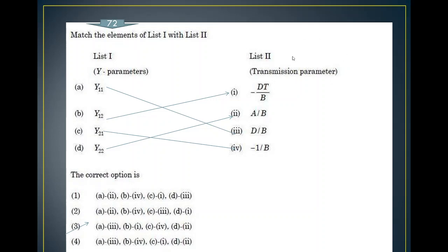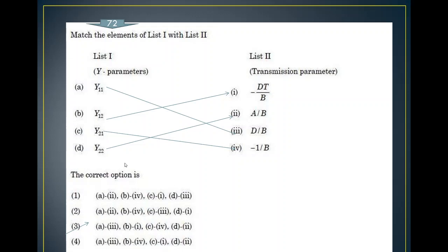Remember that in a previous year question paper, you got the matching between Z parameter and T parameter, and now you get the matching between the Y parameter and T parameter. So you must read about the transmission parameter or T parameter. Here in the first list you get A, B, C, D in terms of Y parameters, and the second list is again transmission parameters, with option first, option second, option third, and option fourth. The correct answer is option third, that is A connects to third, B connects to first, C connects to fourth, and D connects to second.